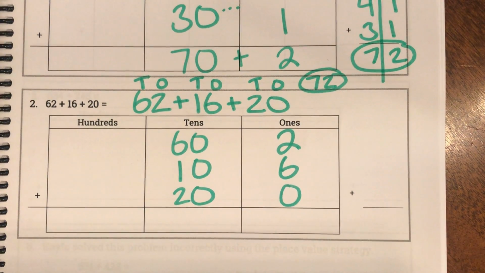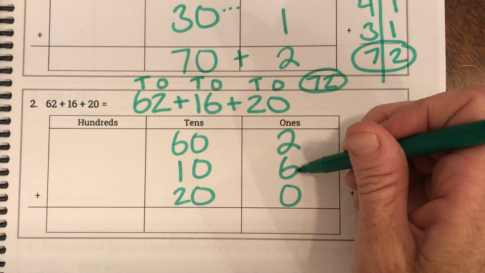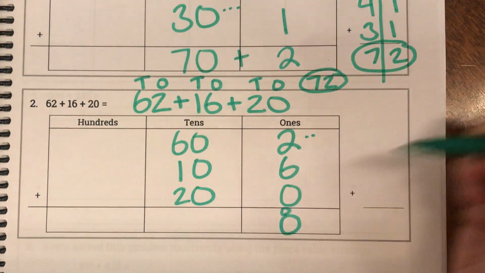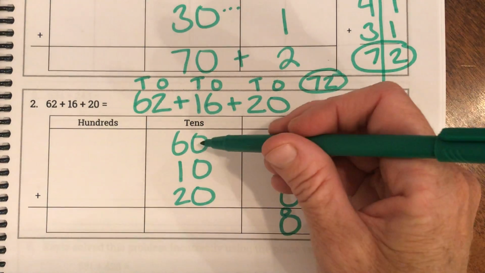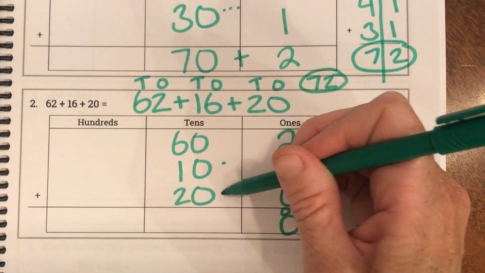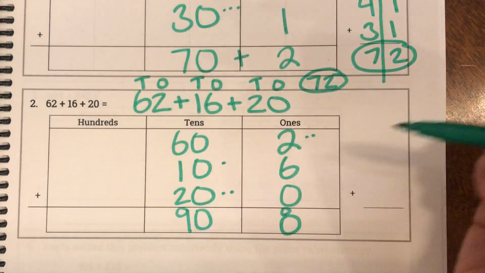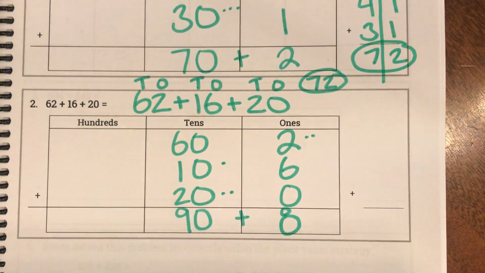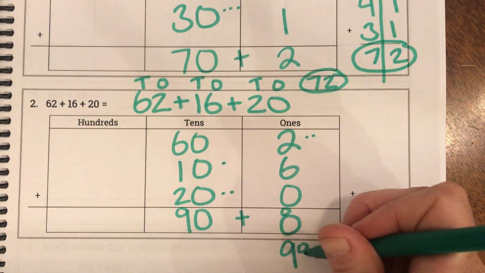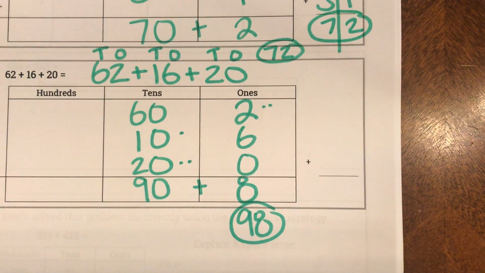Okay, now when we add, we're going to do our ones first. So I might look at my largest add-in of 6 and say 6, 7, 8. I might look at my largest add-in here too and say 60, 70, 80, 90. So our sum is 98. That's our sum, 98.